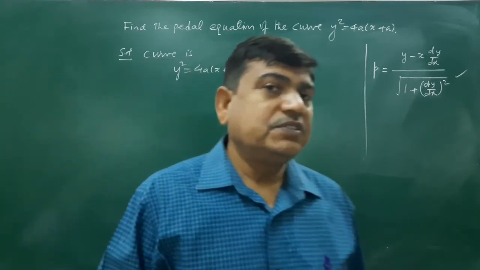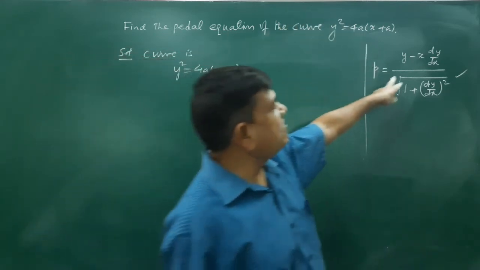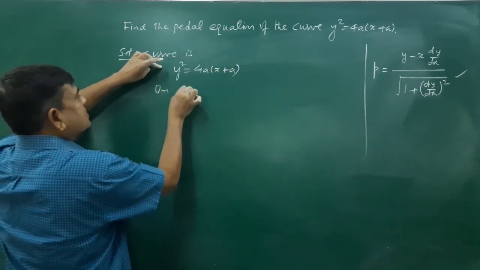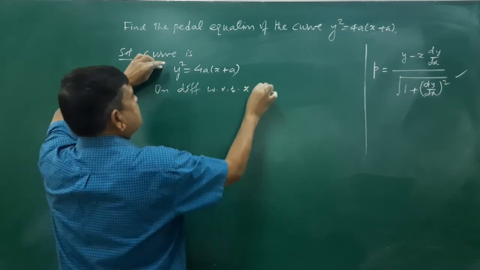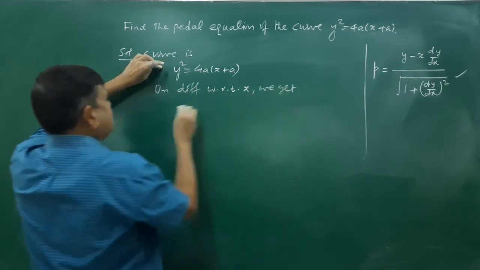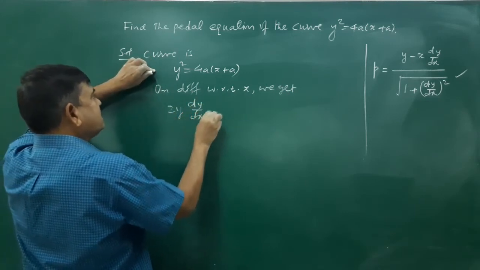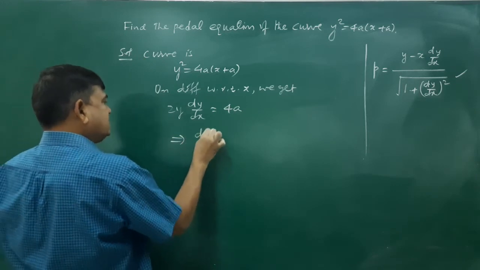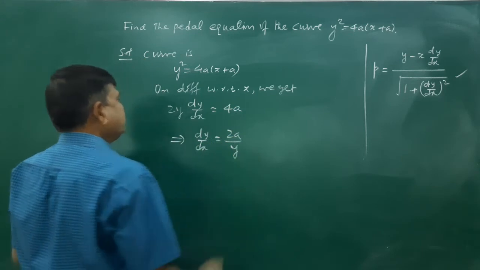पोलर इक्वेशन होती है तो हमें dr बाई dθ चाहिए था, यहाँ पर कार्टेशियन इक्वेशन है तो p में फॉर्मूला देखो आपको dy बाई dx चाहिए। So on differentiating with respect to x, it is 2y dy by dx equals 4a. This implies dy by dx equals 2a upon y.